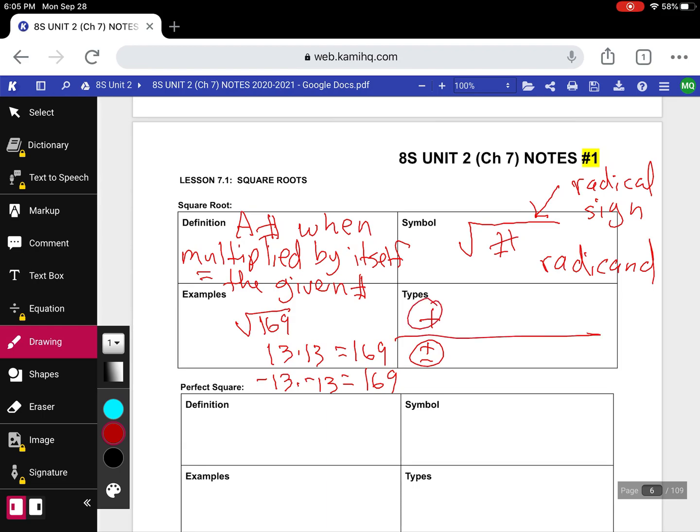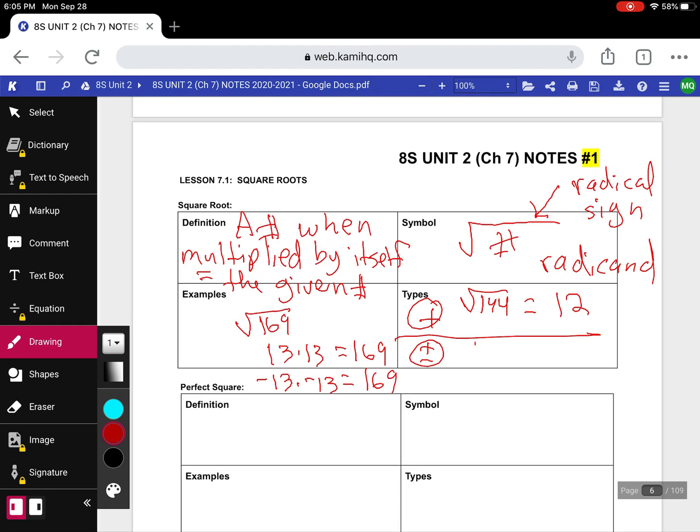Okay, so we could have something like the square root of 144. Okay, and you are going to need to memorize these. The square root of 144 is 12, and that's because 12 times 12 equals 144. So they're opposites of each other.